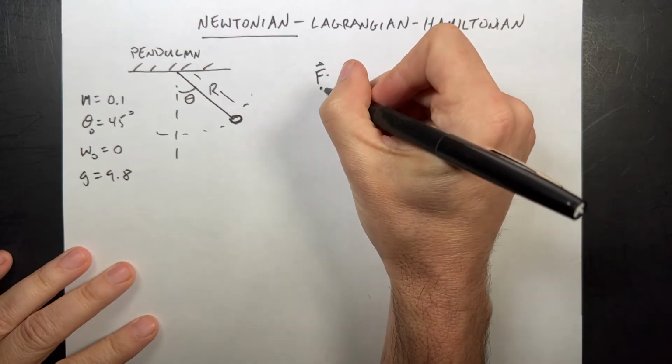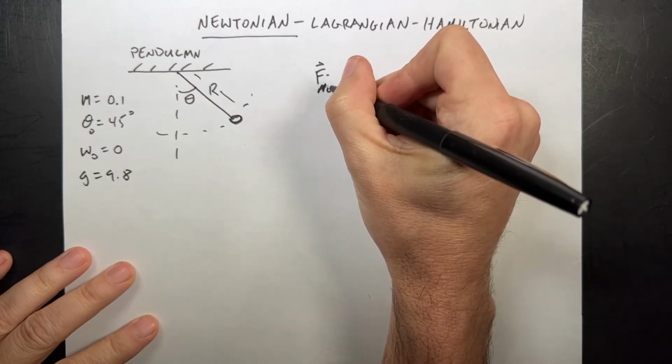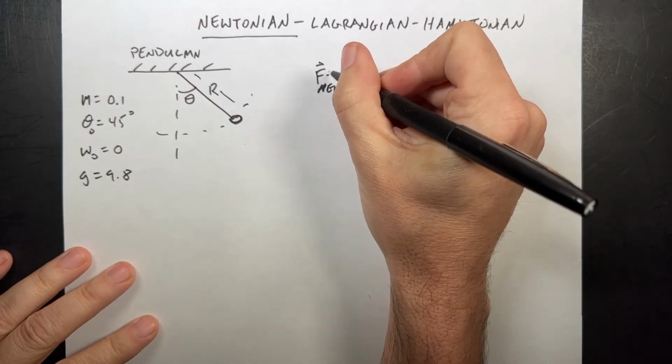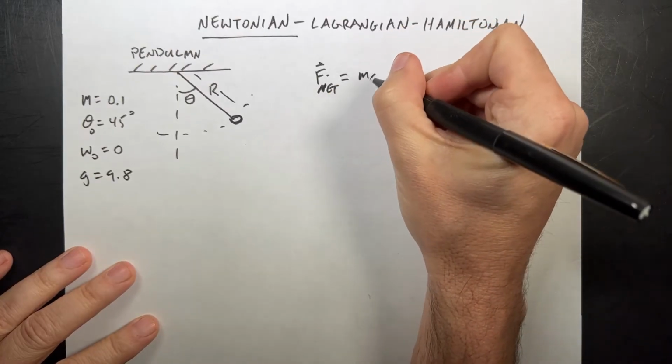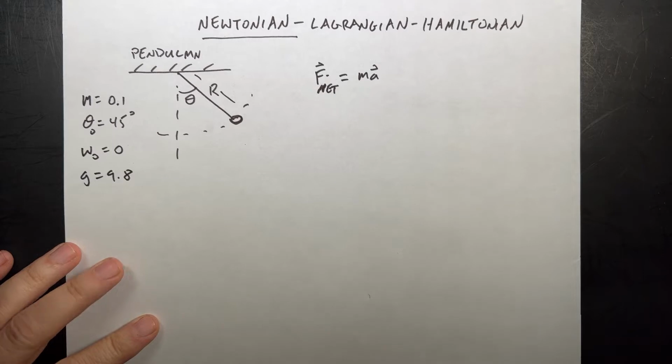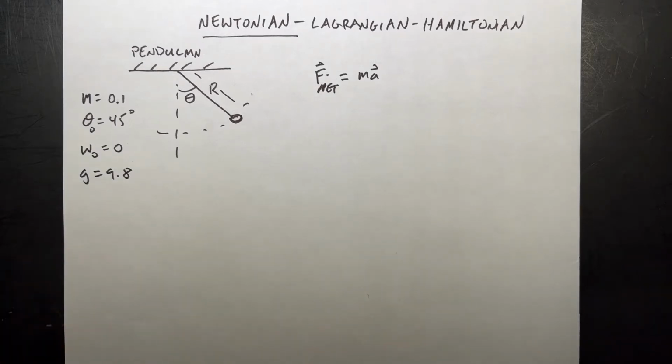F net, that's a vector, I can't spell, equals, let's say, ma, right? The net force is mass times acceleration. That's what we want to do. So if I do that, I need to know what forces there are.